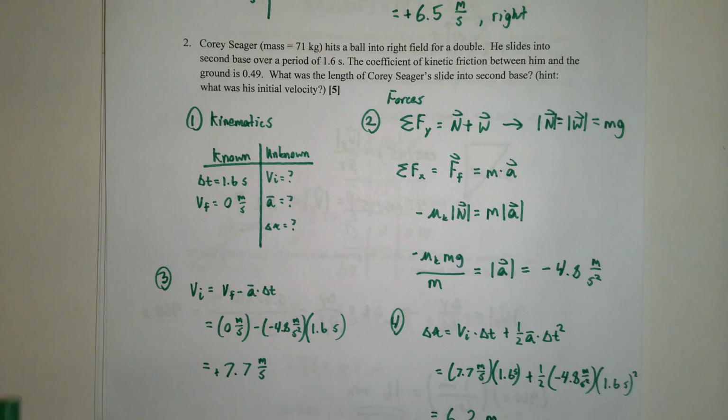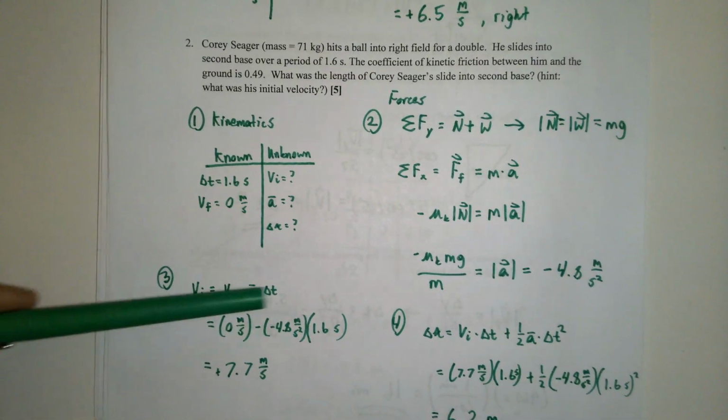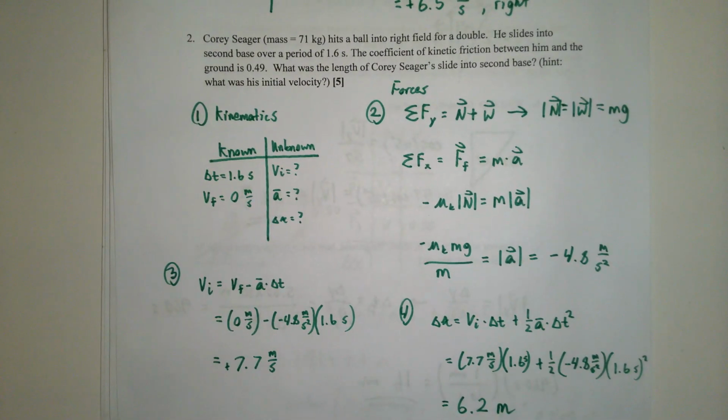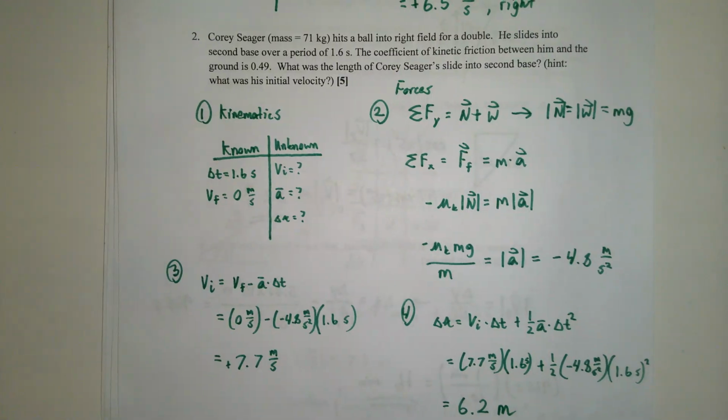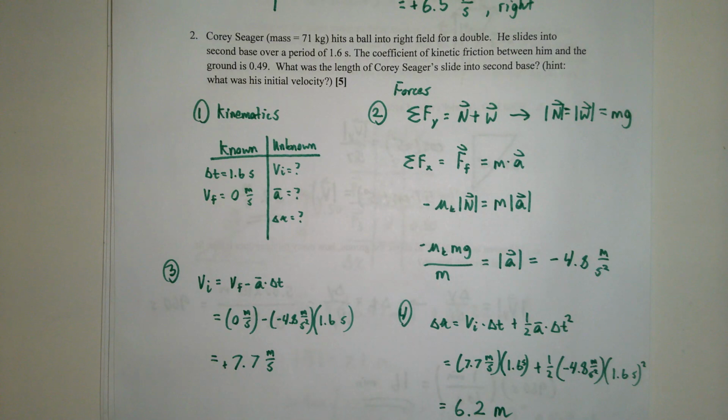Now that we have the acceleration, we can return to kinematics. We can relate initial velocity, final velocity, acceleration, and time to each other using the first kinematics equation. We find that his initial velocity must have been 7.7 meters per second. We needed to go through this step 3 because we do not have a kinematics equation that relates time, final velocity, and acceleration and displacement to each other.